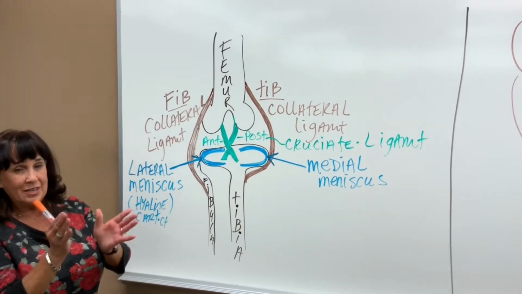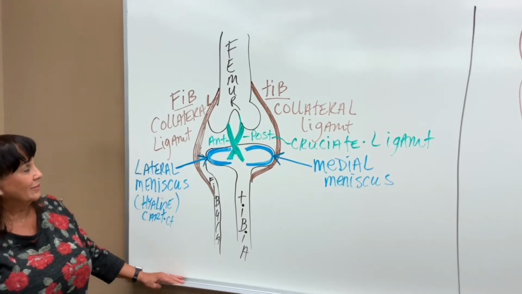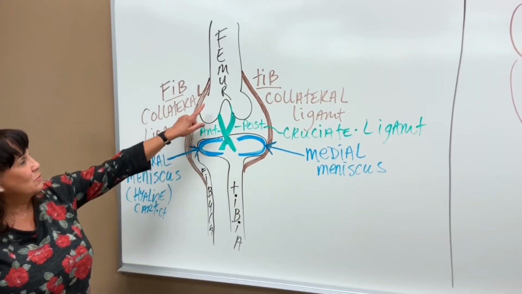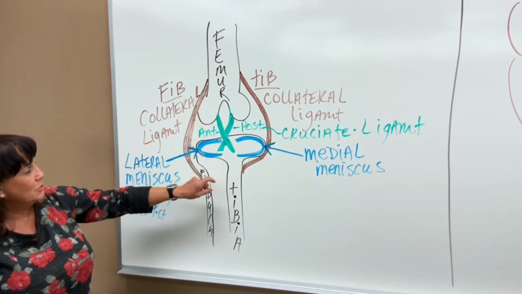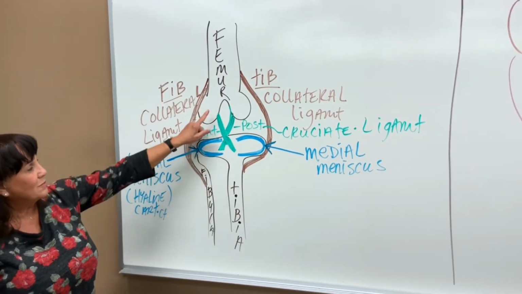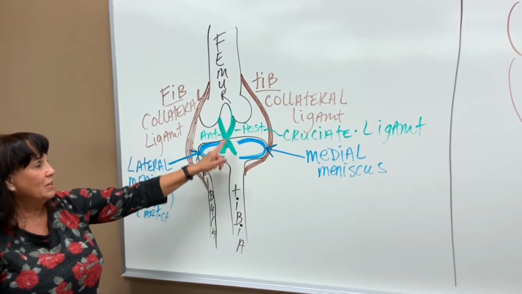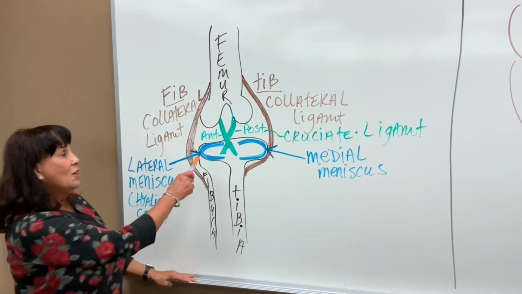And so that's going to give it stability right dead center. All right, so now what holds the femur to the tibia? Well, we have two ligaments that make a cross right here. And they're called the anterior.